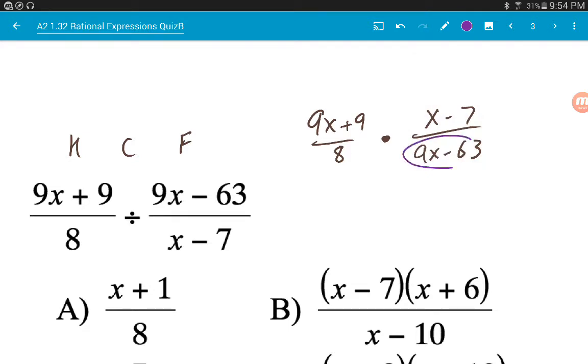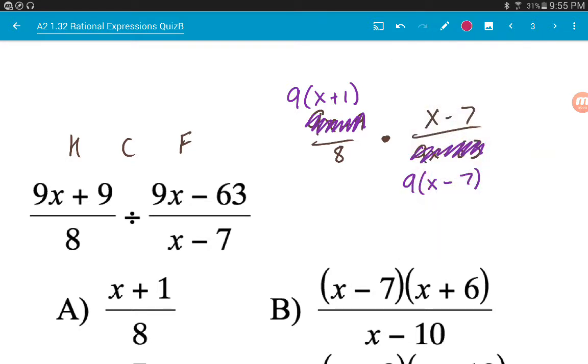Now I recognize that this can be factored, so I'm going to change it. I'm going to factor out a 9, leaving me with x minus 7. That's awesome, because I can cross out this and this. This has been replaced, okay? On the top left, I also recognize that I can factor out a 9, leaving me with x plus 1. And now this has been replaced.